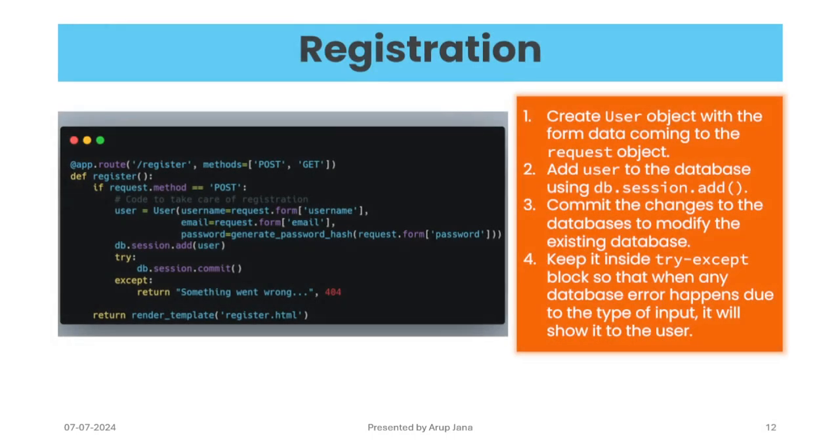Now finally, when you go to the registration code, it will be much simpler, and it is not going to be a very difficult code. What we are doing is creating a user using the User model that we implemented in the model.py file.